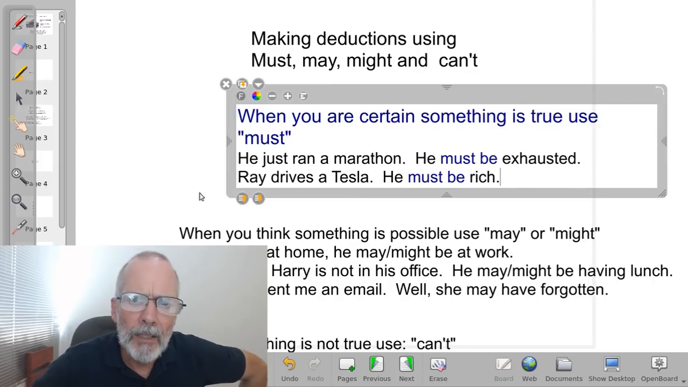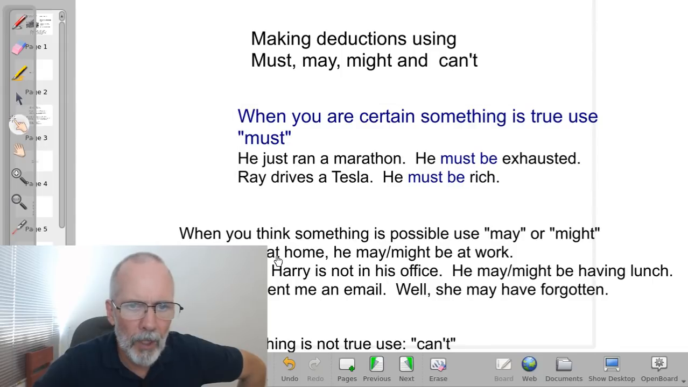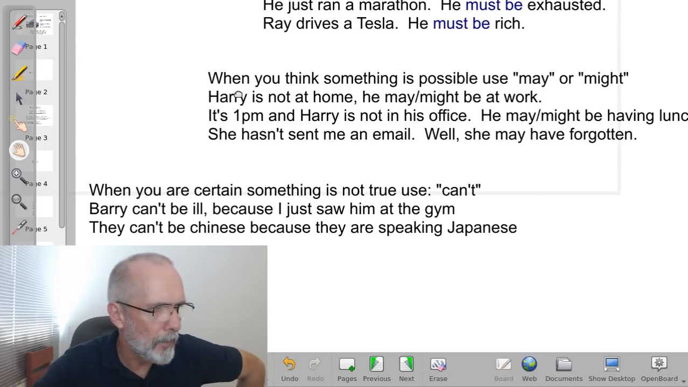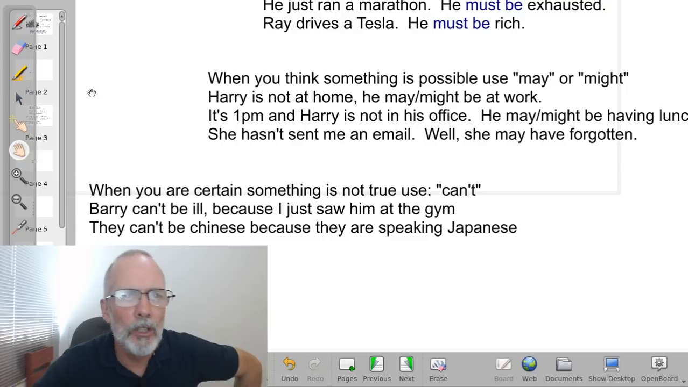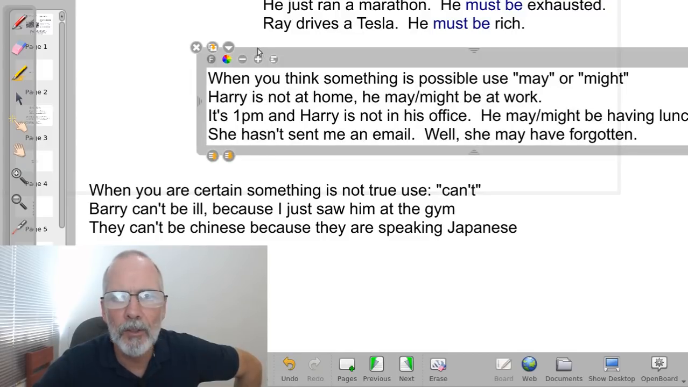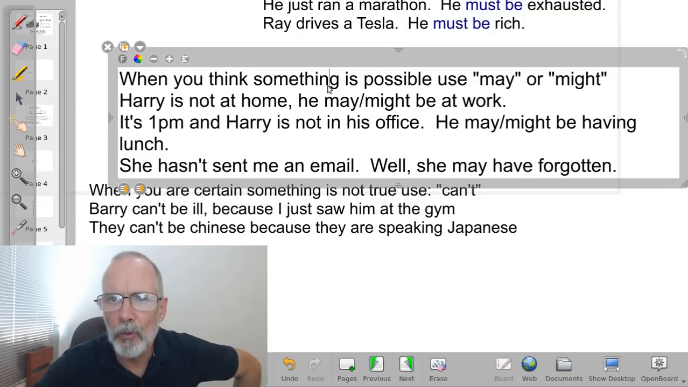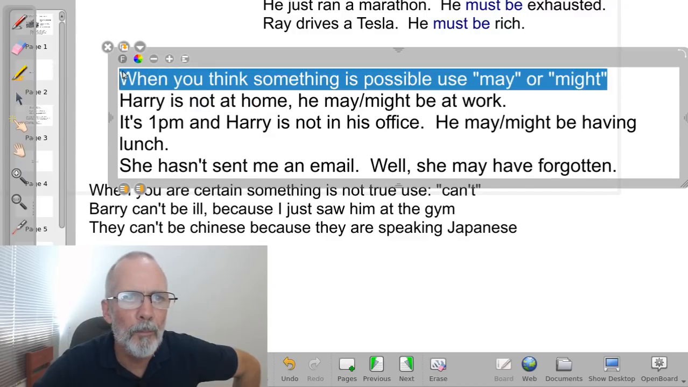Okay, let's have a look now at may and might. I think I'll just move this page up here and try and make it bigger so people can see it. So when you think something is possible, you can use may or might. Let's see if I can make this bigger. When you think something is possible, use may or might, which is another modal verb.